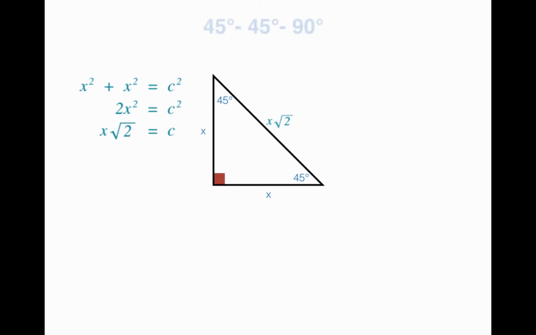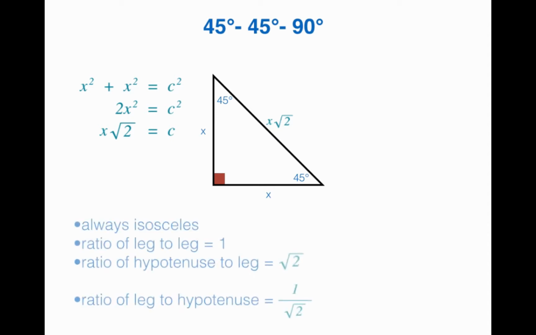This is a 45-45-90 triangle. This is the first kind of triangle that we deal with. Here are some facts. Now, these are always true when you're talking about a 45-45-90. First, it's always isosceles. Two legs will be exactly the same. The ratio of leg to leg must be 1, since x over x must be 1. The ratio of hypotenuse to leg must be the square root of 2. And the ratio of leg to hypotenuse must be 1 over the square root of 2.